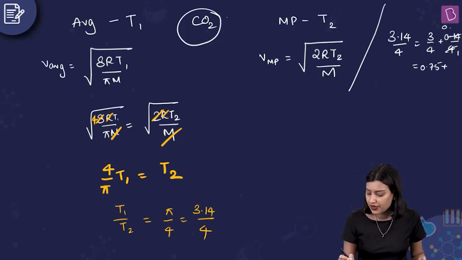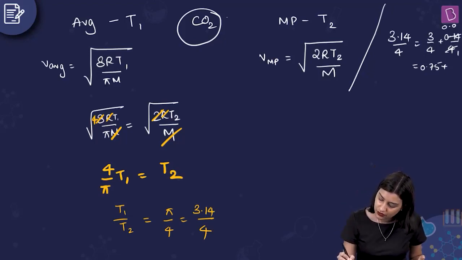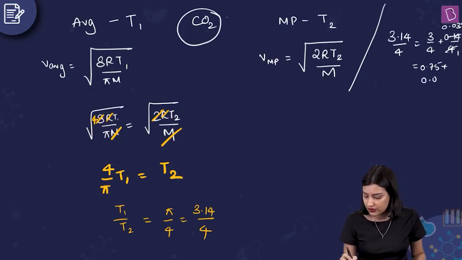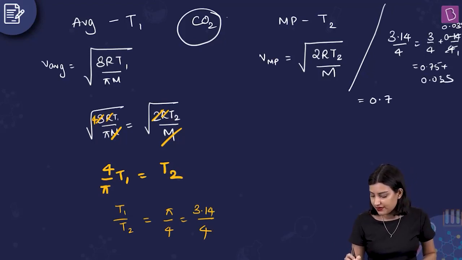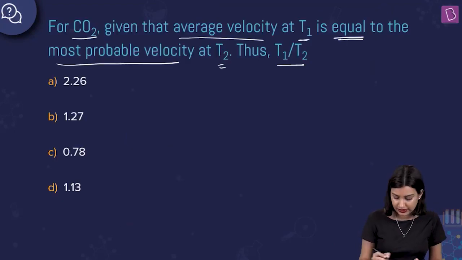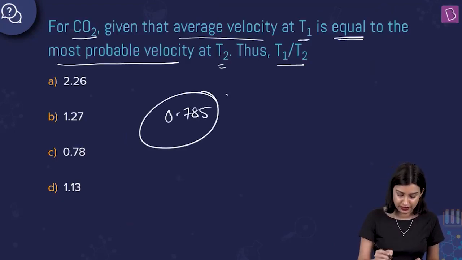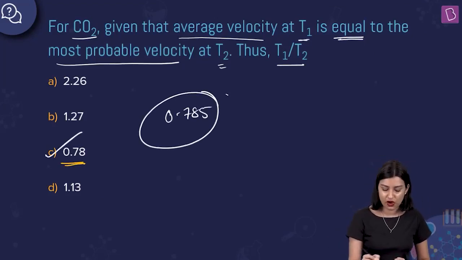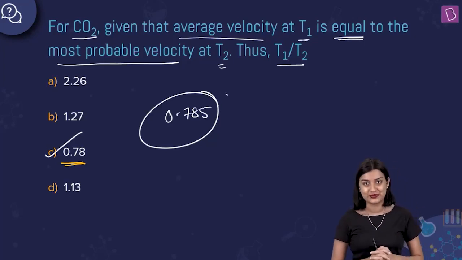You will get 0.035. Sorry, this is what you're getting, 0.035. Which means you get 0.785. This is what you're getting. 0.785 is the ratio, and you have it here in option C. It's saying 0.78, we got 0.785. Perfectly acceptable. So option C, 0.78, is going to be the right answer to this question.